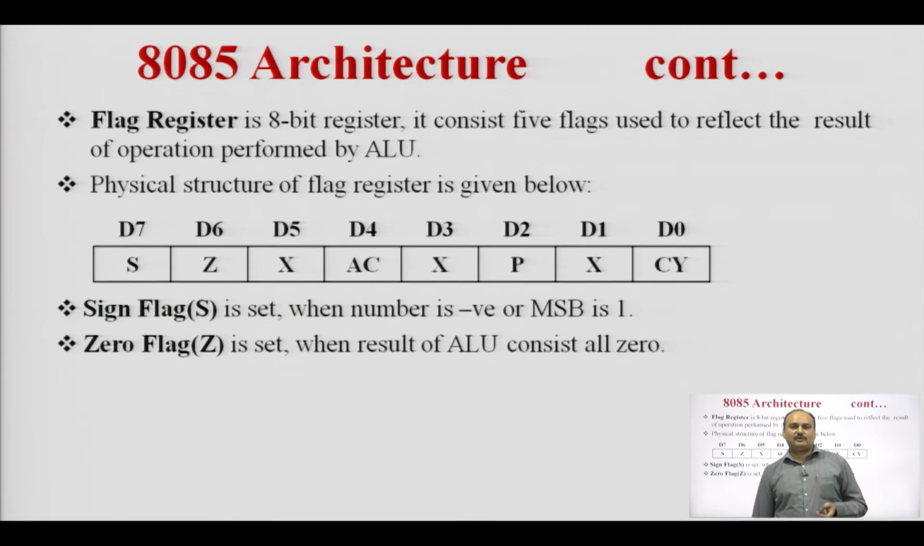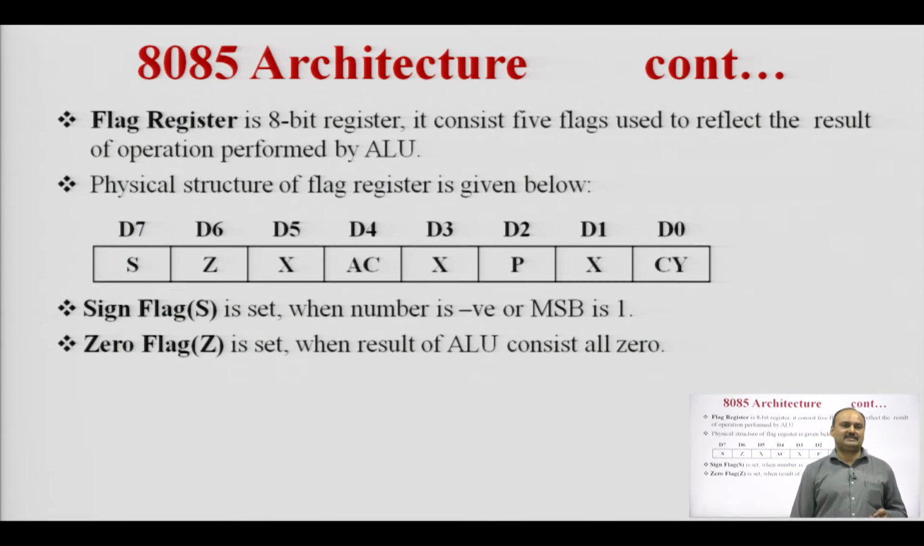In the 8085 microprocessor, we have a flag register. The flag register is an 8-bit register. It consists of 5 flags. These flags are the sign flag, zero flag, auxiliary carry flag, parity flag and carry flag. These flags are used to reflect the result of an operation. So, the first is the sign flag, denoted by S.